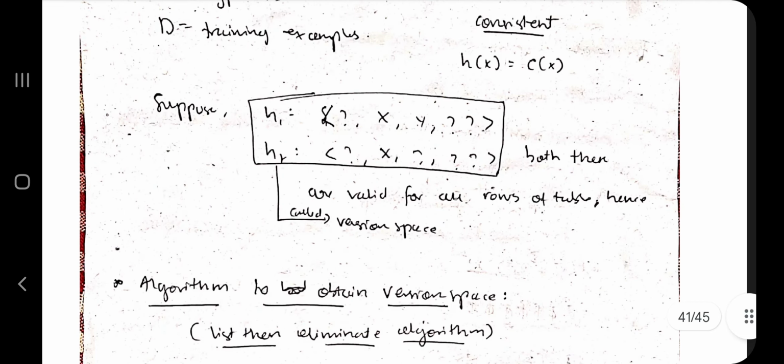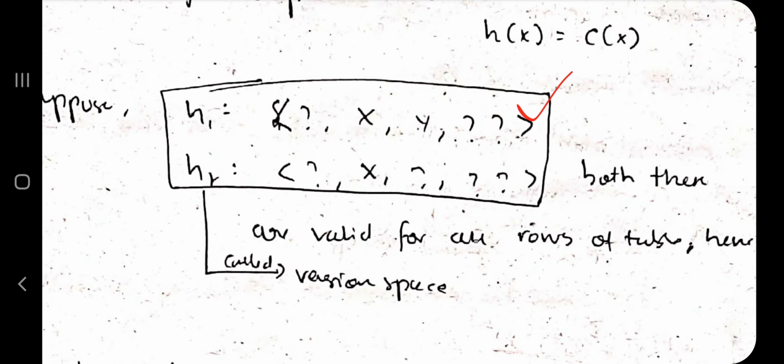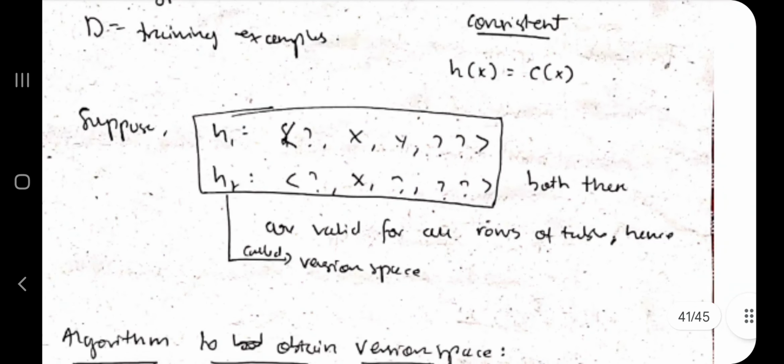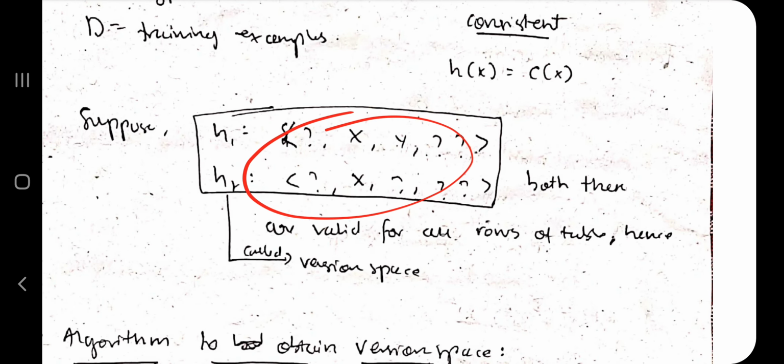For example, if it is given here like question mark and x, y, and question mark x, question mark. Obviously if this is true, this also will be true. Why? Because wherever x and y is there I got yes, and I'm just specifying that if it is x, obviously I'll get yes. With y only I got it, why not with x only, right? X and y both I got it, so why not if it is just x. This question mark can be replaced with y, simple. So this is what my version space is. The hypotheses valid for all the rows of the table are called the version space, okay.